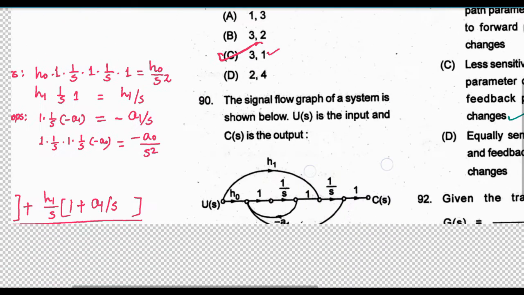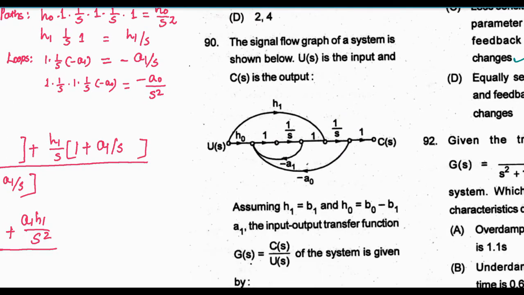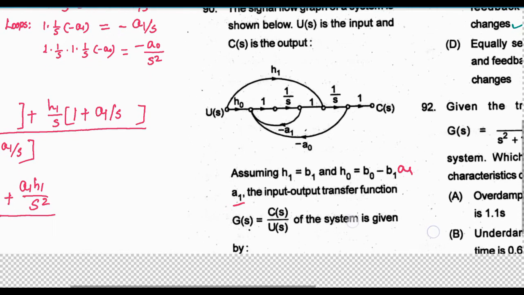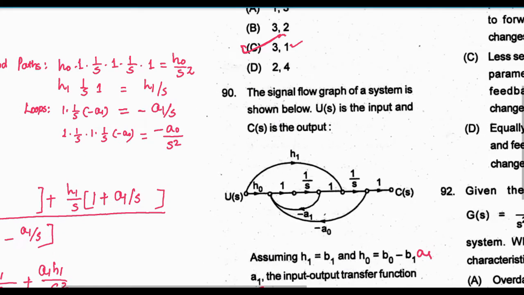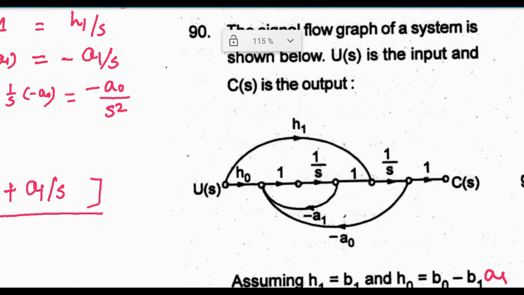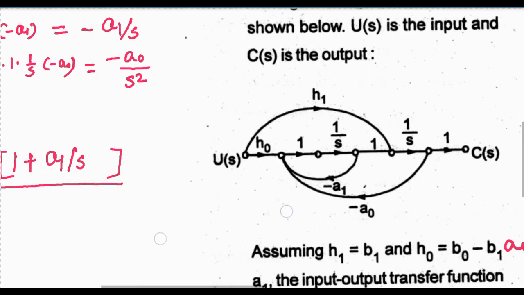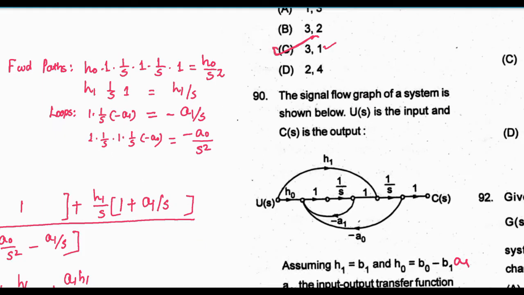Next question is, the signal flow graph of a system is shown below. U(s) is the input and C(s) is the output. Assuming H1 is equal to B1 and H0 is equal to B0 minus B1 A1, the input output transfer function G(s) equal to C(s) by U(s) of the system is given by. So here we first have to find out the transfer function, and then put the values for H1, H0. So first, what are the forward paths?